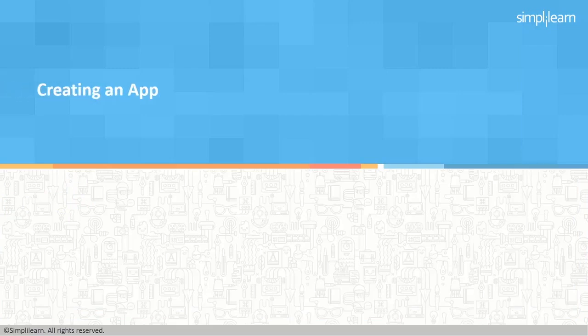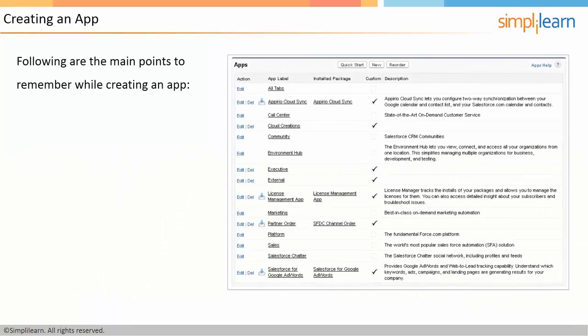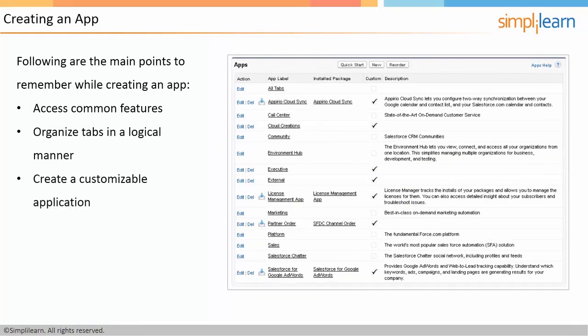So the next thing we're going to talk about is creating an app in Salesforce. An app allows you to access common features, organize tabs in a logical manner, as well as create a customizable application. What that means is you can actually create internal apps for your organization. So you might have an app for the sales team, you might have an app for the customer service team or the marketing team. When they log in, they can actually change from the drop-down menu in the top right corner what different applications are available.